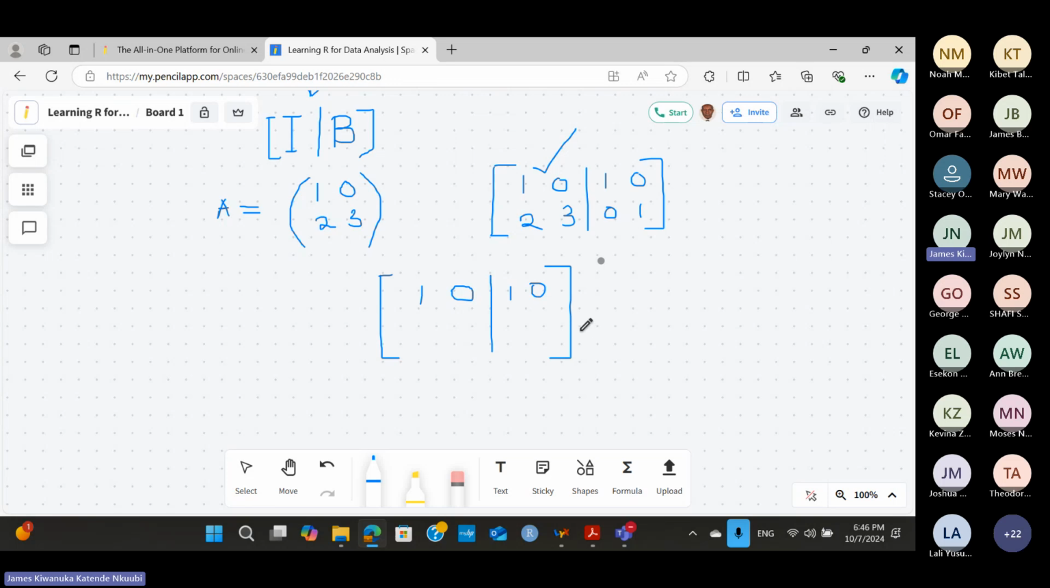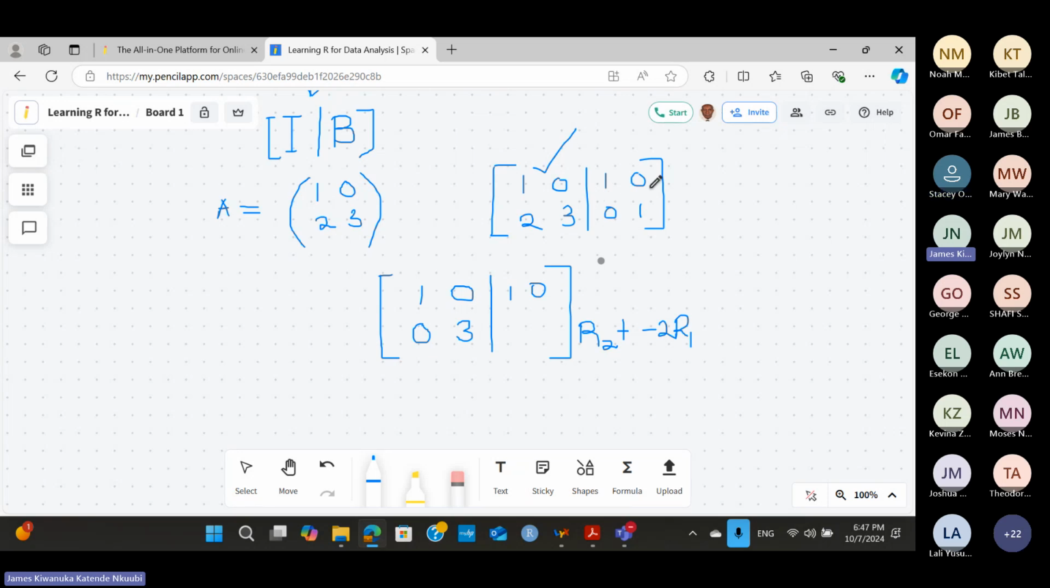So which operation will give us 0 there? It will be replace the second row by itself plus -2 times R1. So what will we have here? 0. This will be 0, and this will be? If you multiply -2 by 0, you should get 0. Then if you add 3, you should get 3. It's 3. So you do the same operation on this side.